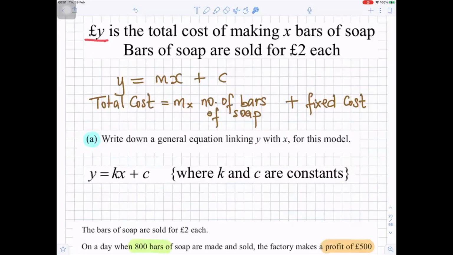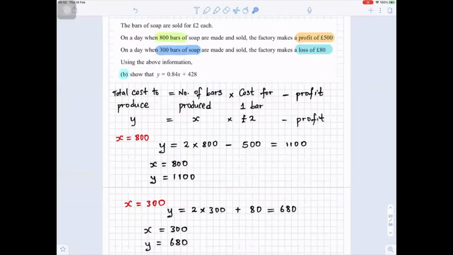So let y pounds be the total cost of making x bars of soap. Bars of soap are sold for £2 each. So using the equation of a straight line, y equals mx plus c. Y is the total cost, m times the number of bars of soap plus a fixed cost. So the equation linking y and x, we can write y equals kx plus c, where k and c are constants. The bars of soap are sold for £2 each.